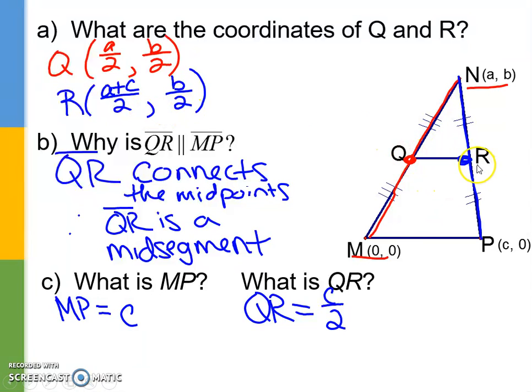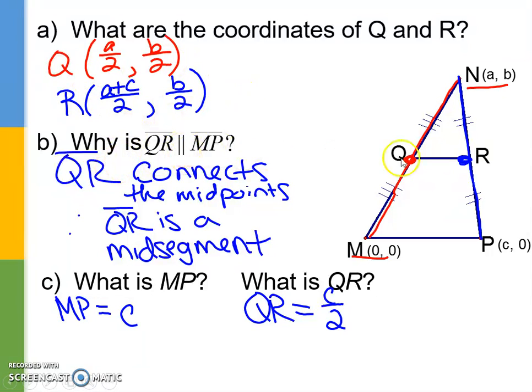Then what are the coordinates for R by using algebra? A plus C divided by 2, that's your X. B plus 0 is B divided by 2, which is your Y. So you can write algebraically like this. Basically, you add X divided by 2, you add Y divided by 2. Same thing for the R. A plus C divided by 2, B plus 0 divided by 2. So those are the coordinates.